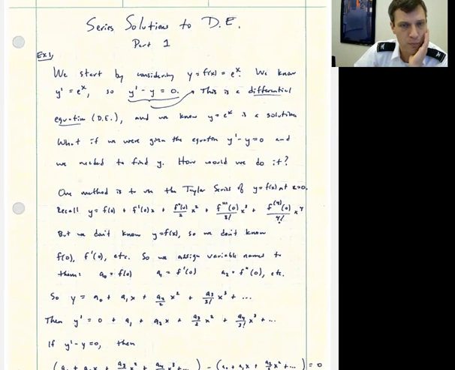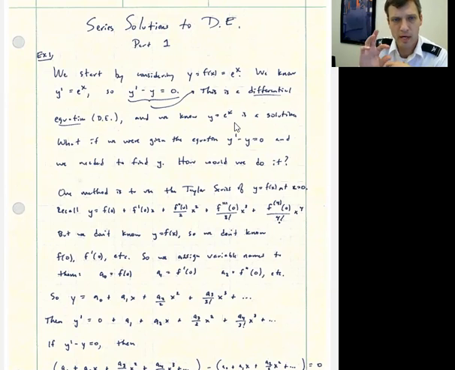What if I had the function y is e to the x? We know the derivative is also e to the x, so I can make a quick equation out of this. y prime minus y is just 0. They're the same things, right? That's a differential equation. It's an equation that relates a function and its derivative in some way. We know that y equals e to the x is a solution because we just sort of made it up based on what we see.